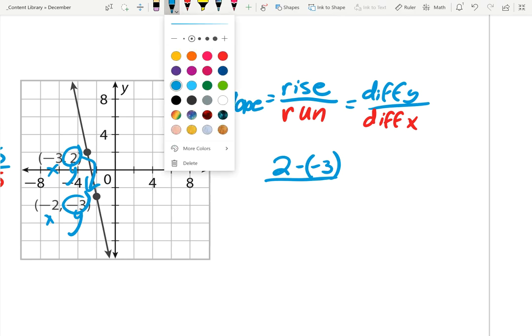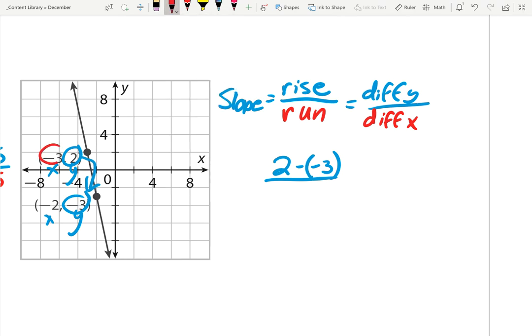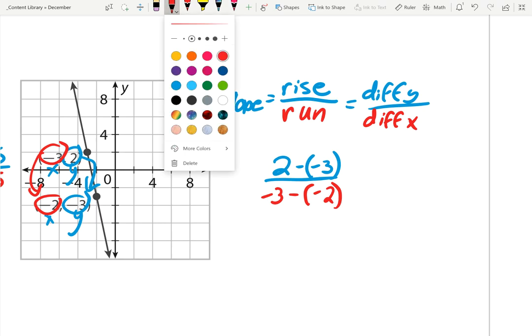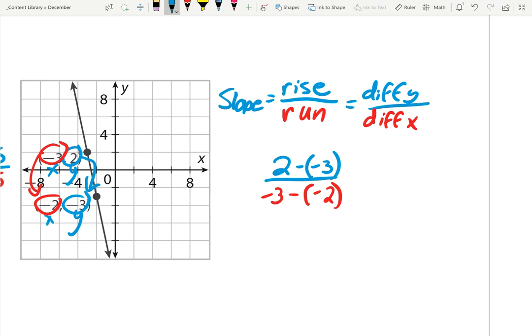And then our run would be subtracting the x values. So the x values are negative 3 and negative 2. So we're subtracting those. Negative 3 minus negative 2. Again, just be really, really careful with your negatives. There's always going to be a minus sign, but if you have a negative, essentially have another minus sign, right? There's going to be 2 if you're doing a negative number.